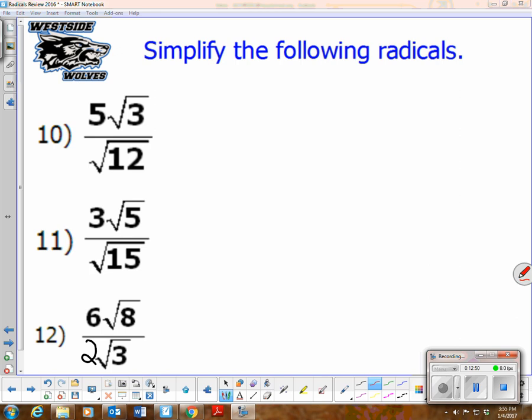Okay, now that you've got them done, this should be 5 over 2. This one should be square root of 3. And this last one should be 2 square root of 6.